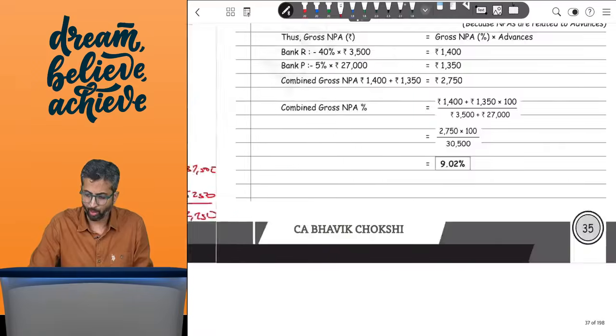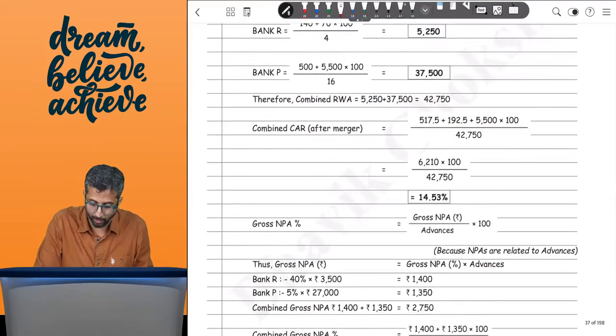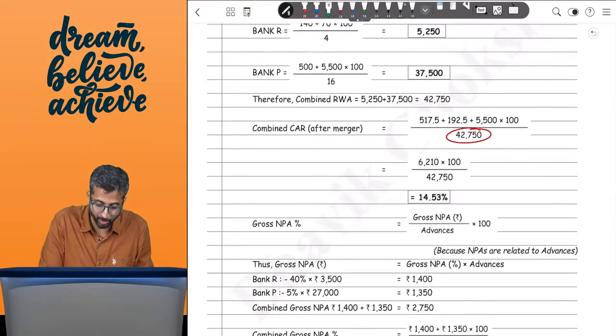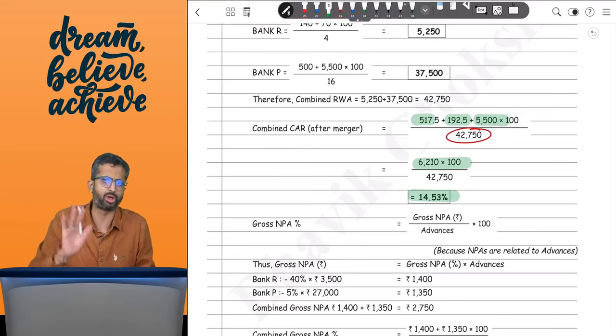However, that is 42,750 on the base of what? Well, on the base of 517.5 plus 192.5 plus 5,500. So that is your revised share capital in your balance sheet and reserves, and that is 14.53% capital adequacy.